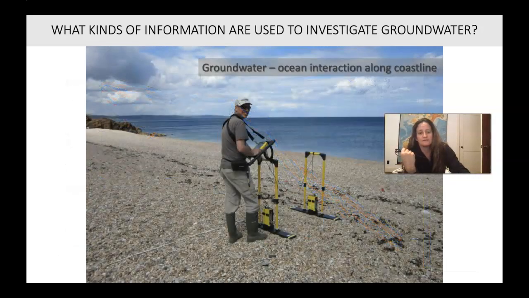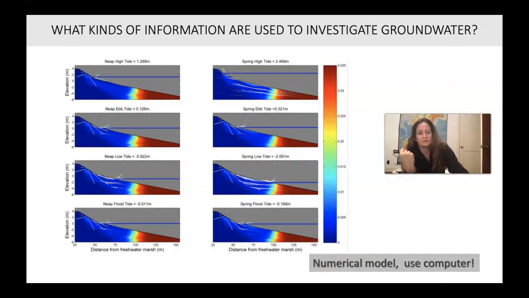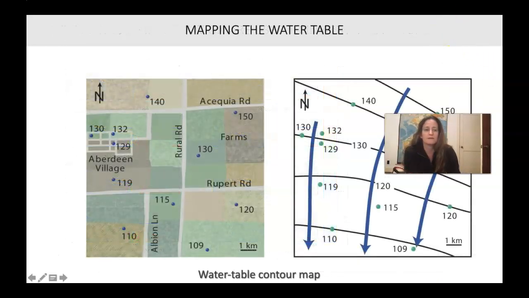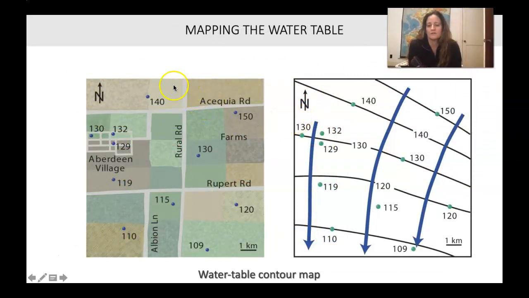You can have somebody else collect this data for you. You take that data, put it in the computer, and come up with those models. And then you can make a map. So here's a map of the water table. It's like a road map with maybe some farms on it, and each of these data points is telling us the depth to the water table. Over here on Aisquia Road, it's 150 meters down to the groundwater, and down here off Albion Lane it's only 110. So the water's flowing from up high off Aisquia Road down through Rupert Road and down to Albion Lane. On the map, we can contour that and draw these arrows showing the groundwater flow.